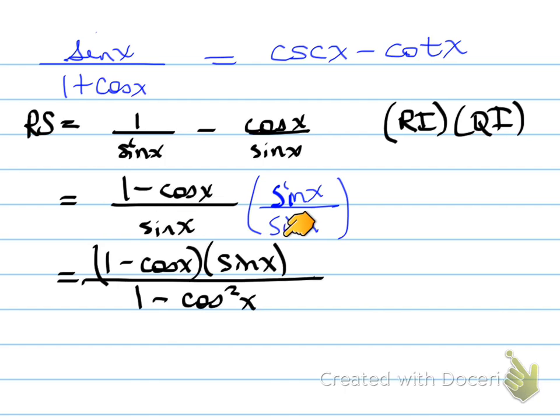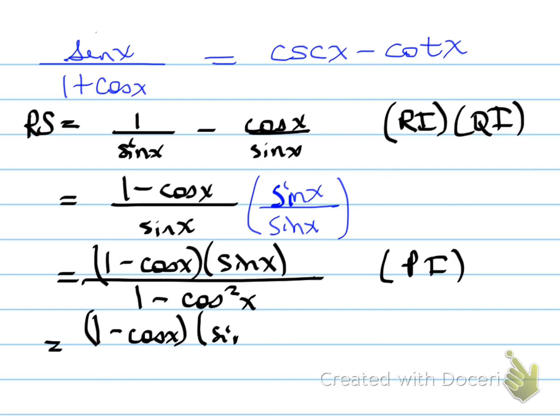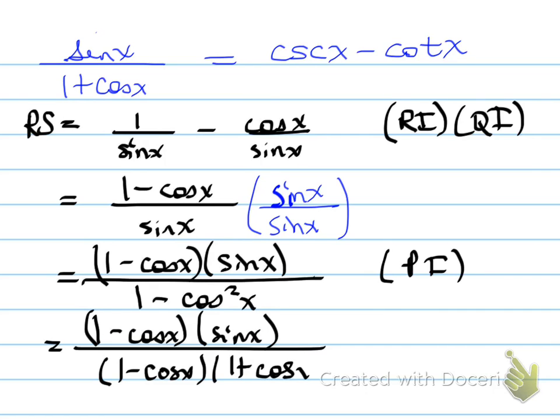Why is that? Well, the bottoms I multiply to get sine squared x. We know that sine squared x is equal to 1 minus cos squared x from the Pythagorean identity. Well, how does that help us? Well, the bottom is a difference of squares. We can factor the bottom so that we get 1 minus cos x times sine x, and on the bottom, 1 minus cos x times 1 plus cos x.